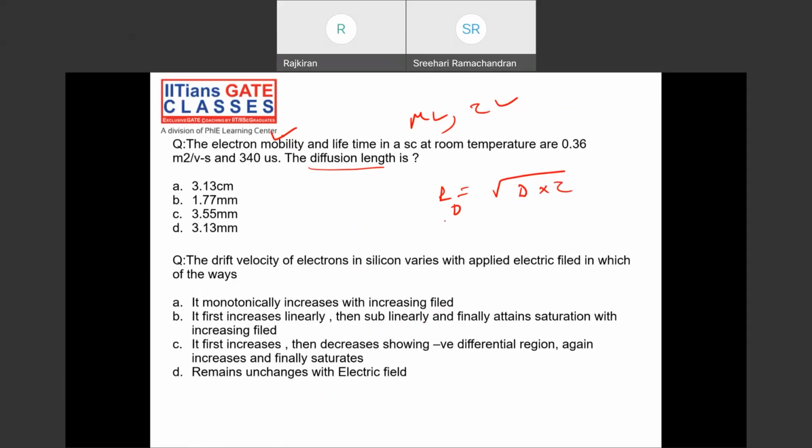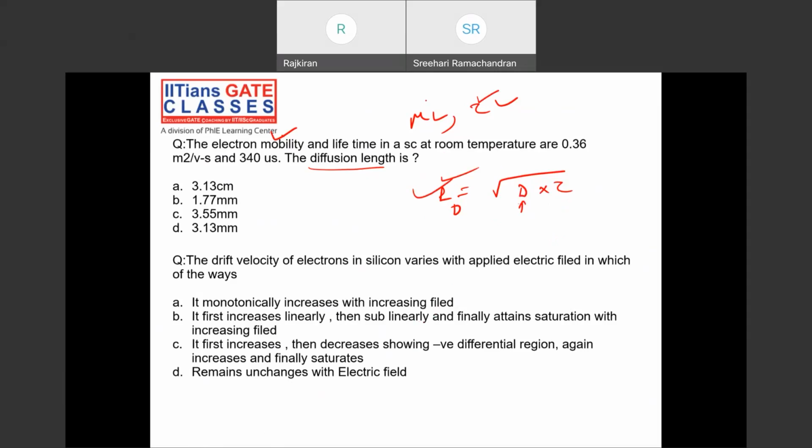From where we got that, how you got that, I will explain in the next class. You understood that it is Dp into tau p. So you have tau, you need D for getting this diffusion length.